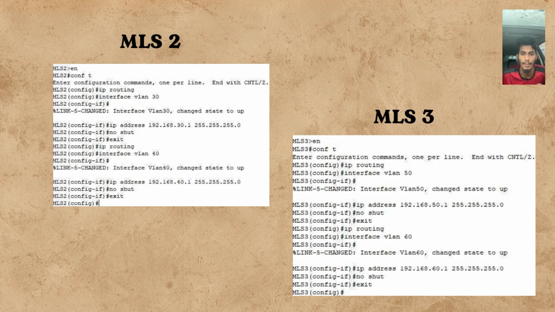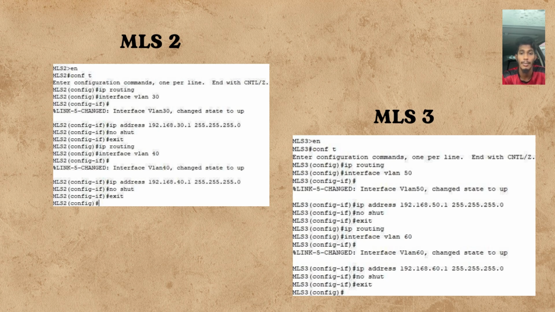Now we have to go for MLS2. When we do it for MLS1, we have to do it for all of them: MLS1, MLS2, MLS3. For MLS2, we do the same: enable, then configure terminal. Then we go for IP routing for interface VLAN 30 and give the IP address as usual, 192.168.30.1, and then the subnet mask. Later we give the same command, no shutdown and exit.